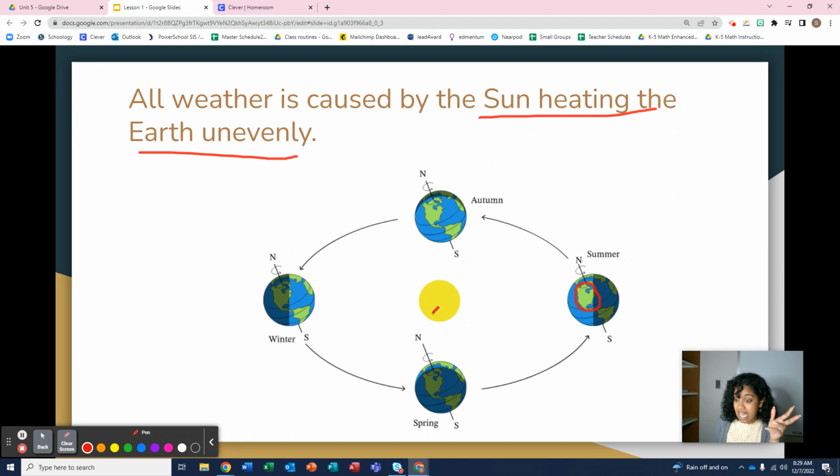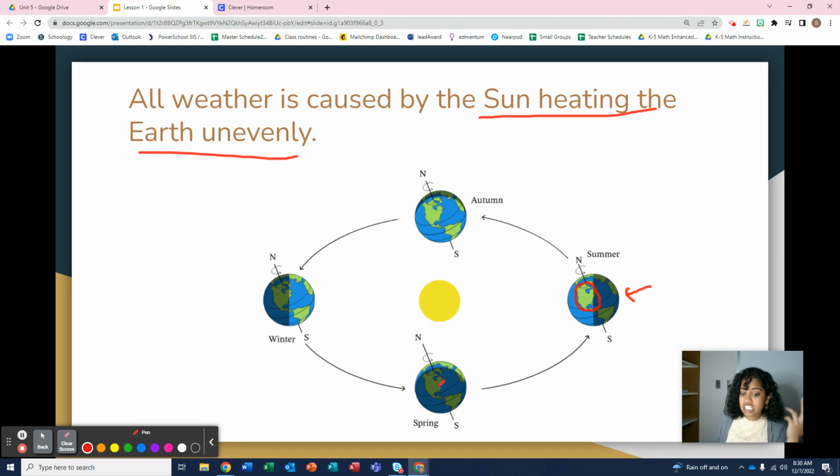So, if we look over here in summer, this is us, North America, right? We're facing the sun. So during summer, we're actually warmer. It's our warmer seasons. We have longer days. On this side of the globe, where the shadow is, they're not getting as much sun. So it's a little bit colder, days are a little bit shorter. That's going to affect the weather because the sun is unevenly heating the earth.